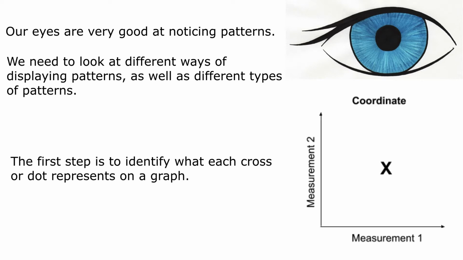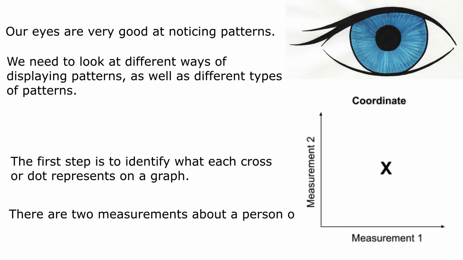The first step we need to do is to identify what each cross or dot represents on the graph. So there's an example, looking at measurement 1 on one axis, measurement 2 on another axis, and I want to know what does that cross represent. That tells us that there's two measurements about a person or an object.